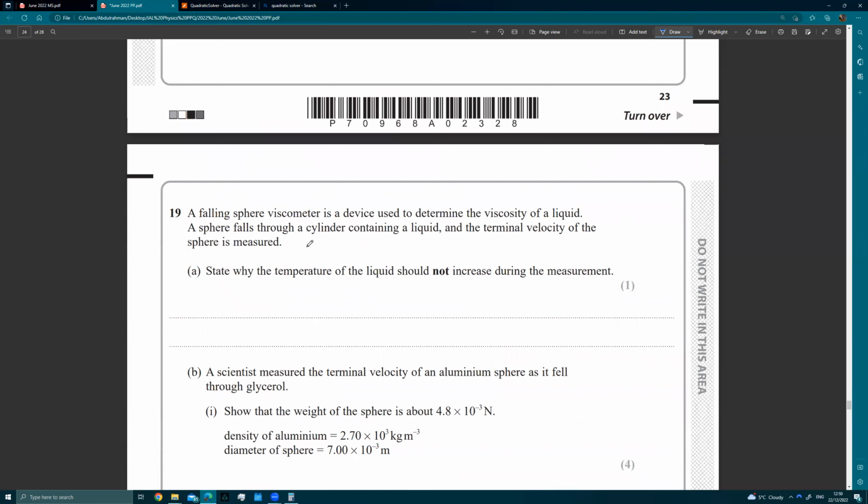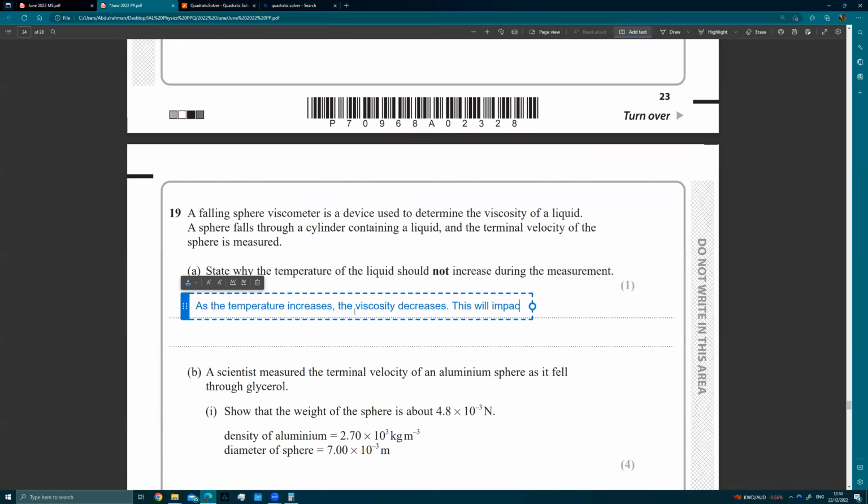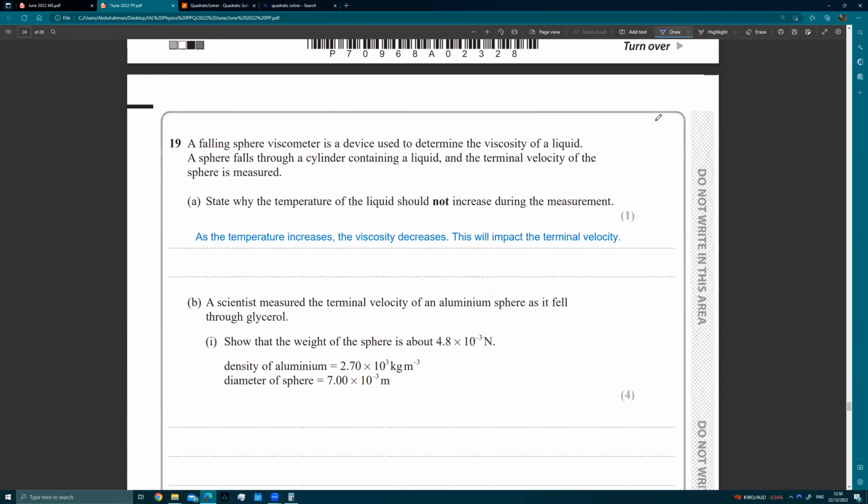A falling sphere viscometer is a device used to determine the viscosity of a liquid. A sphere falls through a cylinder containing liquid and the terminal velocity of the sphere is measured. Say why the temperature of the liquid should not increase during the experiment. We know that as the temperature increases, the viscosity decreases. This will impact the terminal velocity, because we know from Stokes' law that velocity depends on the viscosity.